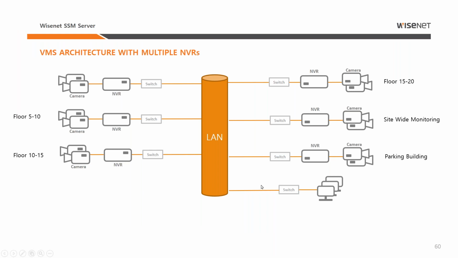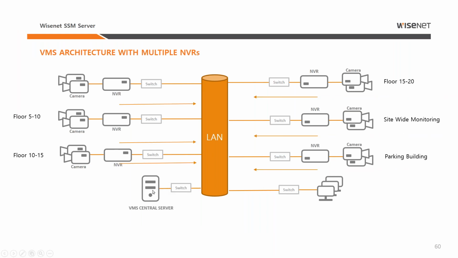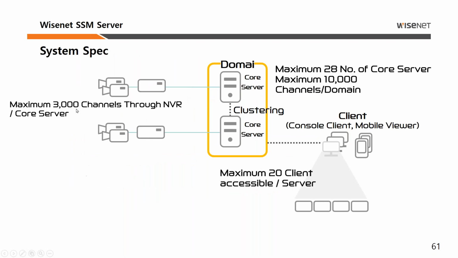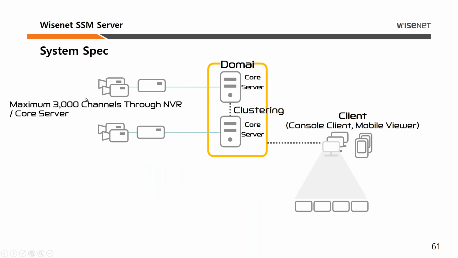So if you're using our NVRs, one server can handle up to 3000 cameras. So look at this number on my screen. If you have 6000, one more server you add, SSM, and you can add 3000 cameras, but through the NVR. Don't forget this if you're adding it, because recording is happening in the NVR, the server is not having too much load.